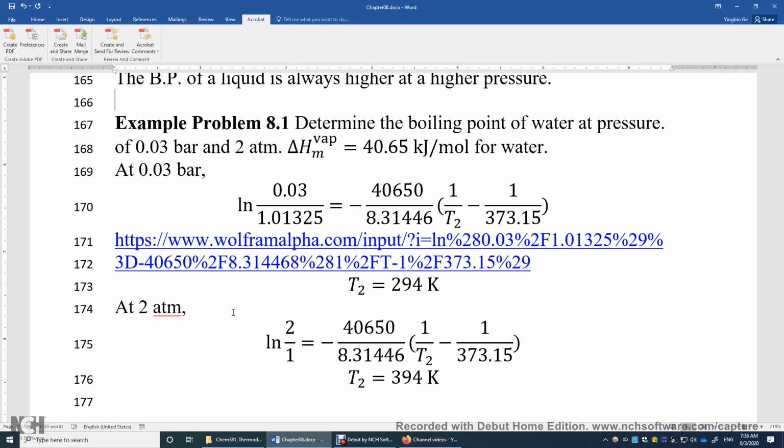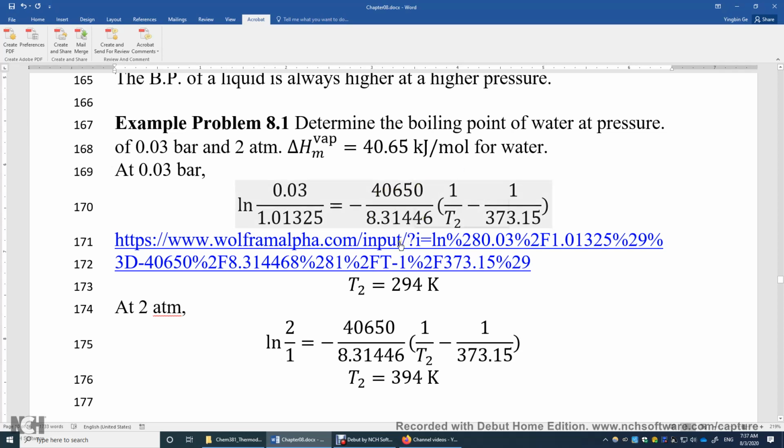Or we can increase the external pressure so that the water vapor pressure will have to reach 2 atm for the water to boil. It's more difficult. You need a higher temperature. The enthalpy of vaporization of water is roughly 40.65, and then we're going to do the calculations. So this is P2, this is P1, this is 1 over T2, this is 1 over T1. I plugged in the enthalpy of vaporization. You can plug in 41, 42, 43. The result is not going to change that much.